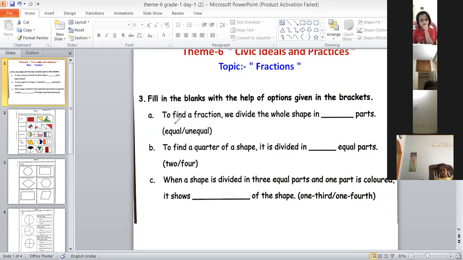Okay, Bhavashrit, please read the first question. First bit A. To find a fraction, we divide the whole shape into dash parts. Are we dividing the shape into equal parts or unequal parts, Bhavashrit? Equal parts. Very good. Yes, children. So the first option is correct. We are dividing the shape into equal parts to find the fraction. So we will write here EQUAL. Please write the first answer. To find the fraction, we are dividing the shape into equal parts.